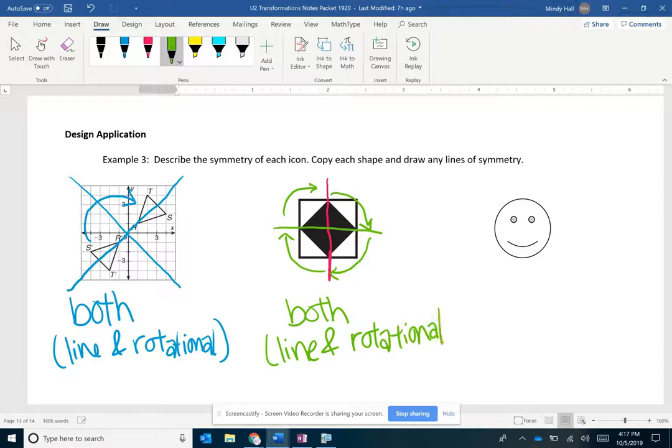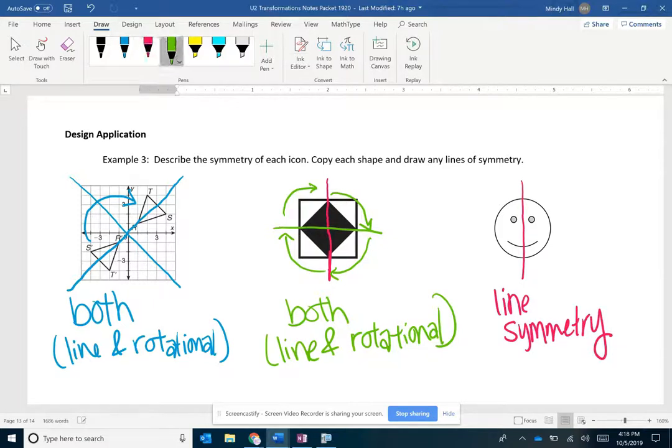And then last but not least, the little smiley face guy. Looking at this, he would not have rotational symmetry because he would not look the same if we turned him 180 degrees or 90 degrees or anything like that. So no rotational with this one. But we do have line symmetry, but only on the vertical end, because then he would have an eye on both sides and the mouth is cut in half. So he does have line symmetry.